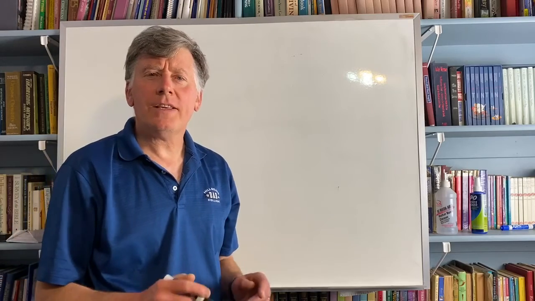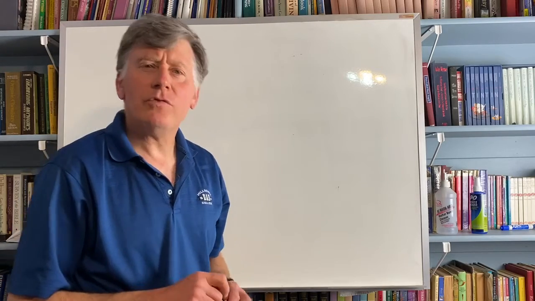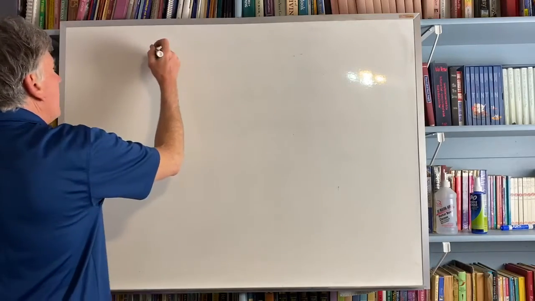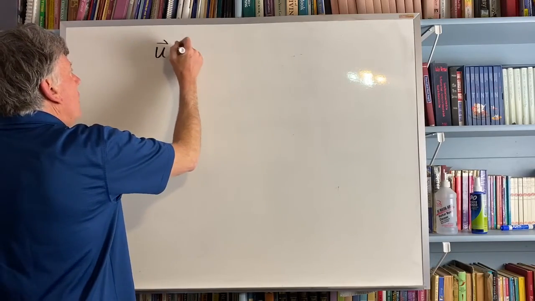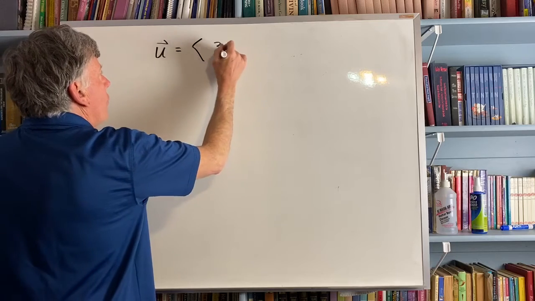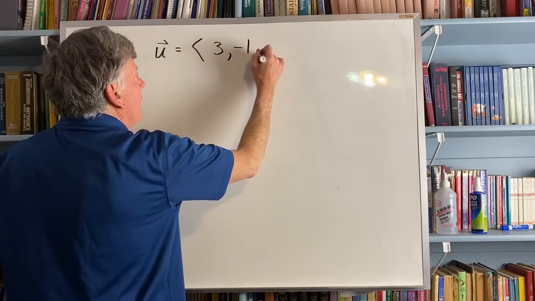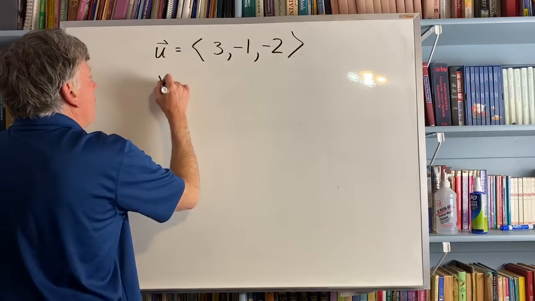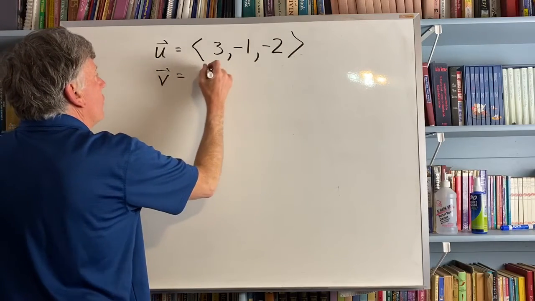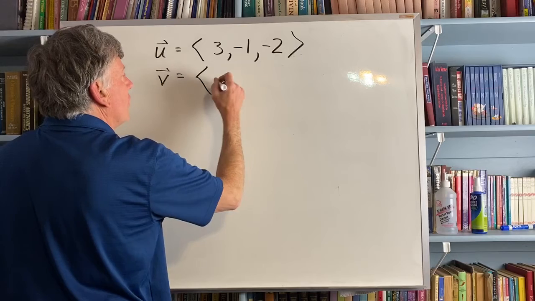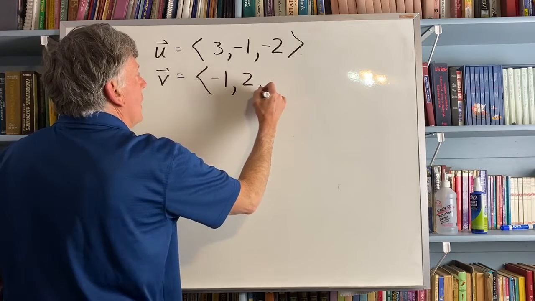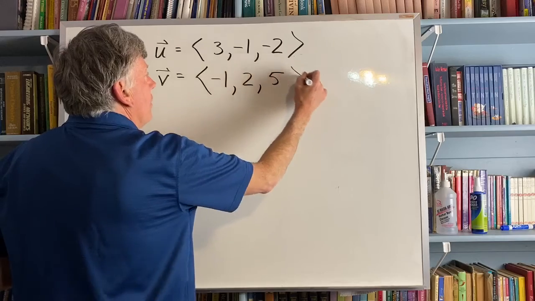I'm going to be taking the cross product of two vectors, just a simple cross product. Let's let one vector u equal 3, minus 1, minus 2, and our other vector v is going to also be a three-dimensional vector. Let's do minus 1, 2, and 5.